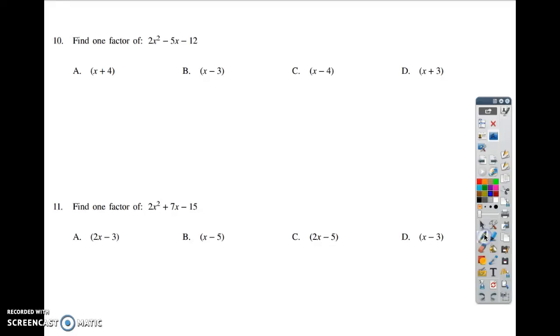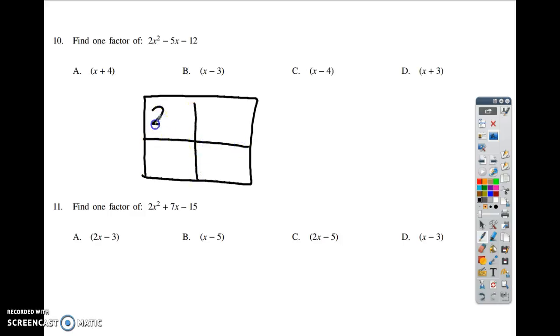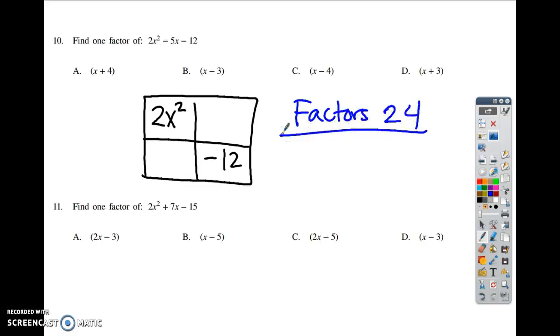Okay, so let's do problem number 10 now, or if you already did it, let's make sure that that's what you did. We're going to make this bigger. We're going to put the 2x squared in the first box and the negative 12 in the last box, and we need to find factors of 24. We got 24 by multiplying the 2 and the 12.